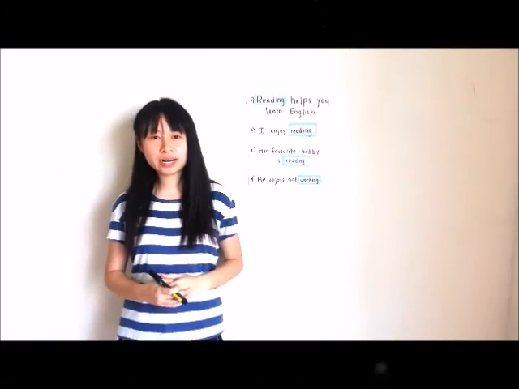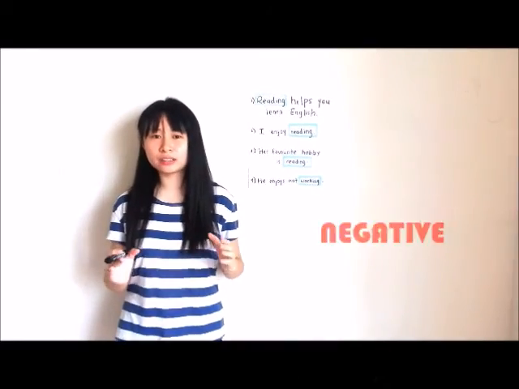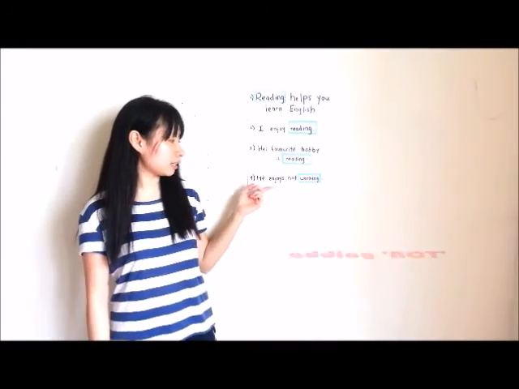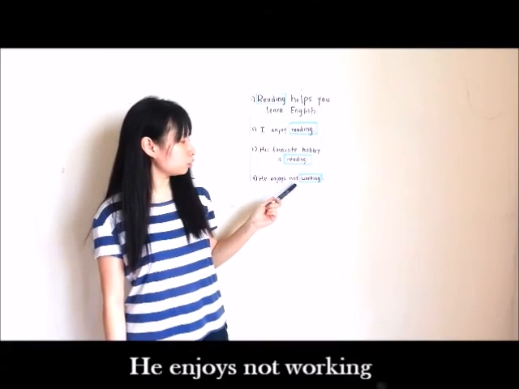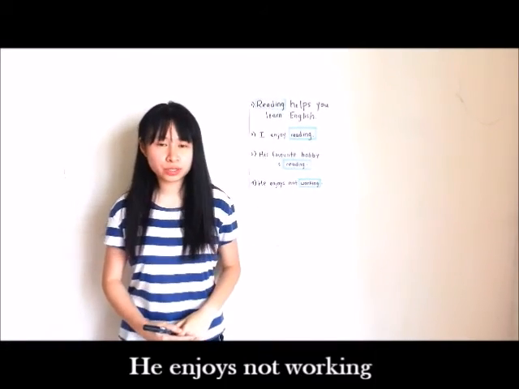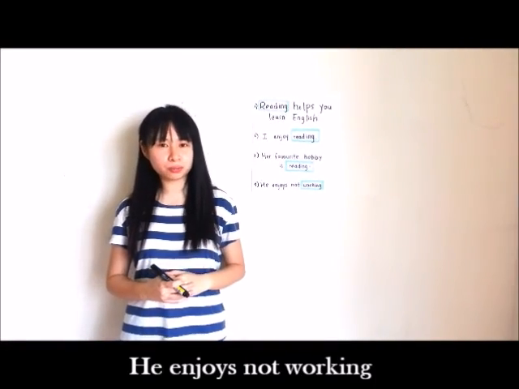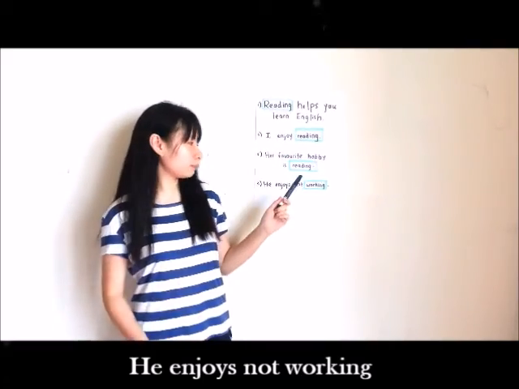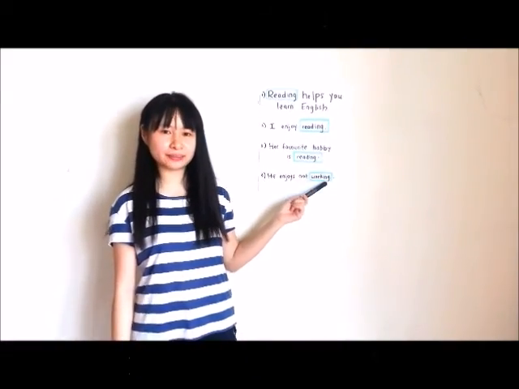Besides that, a gerund can also be made negative by adding not. Let's take a look at this sentence. He enjoyed not working. In this situation, a negative statement is obtained by adding not before the gerund working.